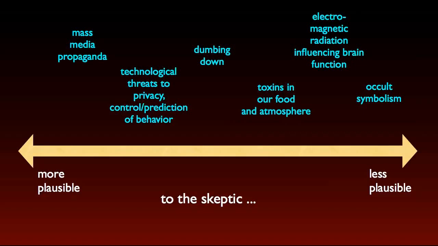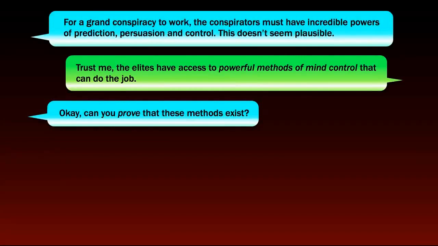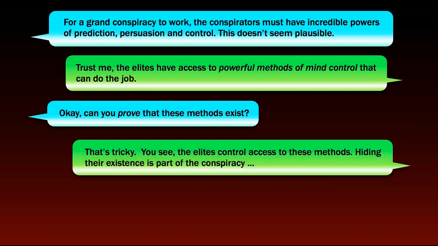What I want to focus on here, what interests me about the debate over mind control methods, is how raising this issue changes the nature of the dialectic between the conspiracy theorist and the skeptic. As I said earlier, one might hope that we could settle the issue by carefully investigating these mind control methods, confirming that they exist, and testing whether they can really do what conspiracy theorists say they can do. But the problem is that, according to conspiracy theorists, information about the existence and use of these methods is itself carefully regulated by the elites, using the very methods that are under discussion.